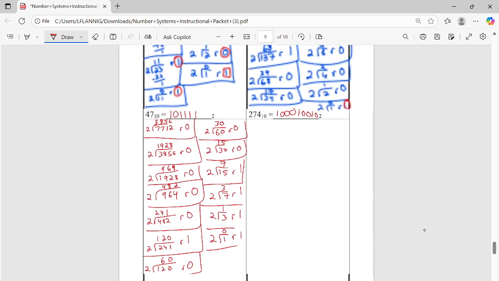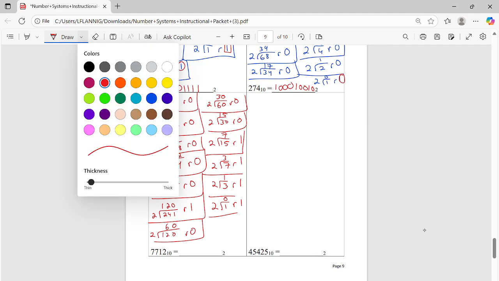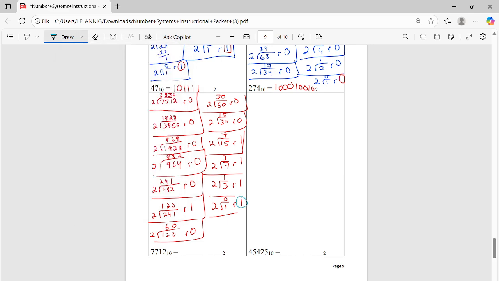And now, again, we have to work from bottom to top. So we start with this 1 here, and then we'll work our way up. So 1, 1, 1, 1, 1, then 3 zeros, 1, 3 zeros, then 1, then 5 zeros. Obviously, this is a very large number, but that's what it is.